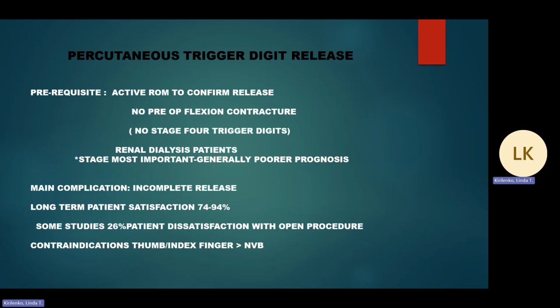Long-term patient satisfaction is good, with upwards of 74 to 94%, and this can be compared with some studies that have shown up to 26% patient dissatisfaction with the standard open procedure, largely due to the frequency of minor complications. Contraindications to percutaneous release is when the triggering occurs in the thumb or index finger, and that's because of the vulnerability of the neurovascular bundles.